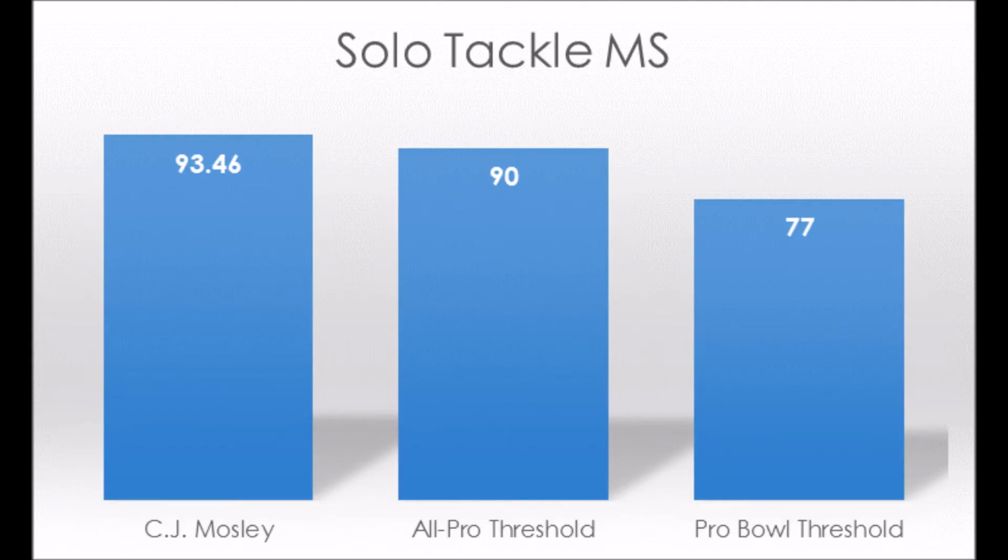Starting with CJ Mosley's production, he had a 93.46 solo tackle market share production score coming out of Alabama. Based on my data, that hits the All-Pro threshold and Pro Bowl threshold. 100% of multiple All-Pro linebackers since the 1996 NFL draft class hit at least 90 or higher in terms of solo tackle market share, and 100% of Pro Bowl linebackers hit at least 77 or higher in terms of solo tackle market share production. And when I say 100%, I mean 100%. I've not seen outliers among guys who don't hit these points and become great pursuit linebackers.